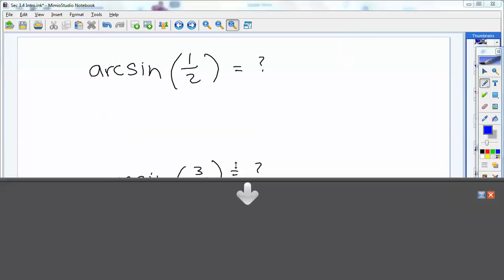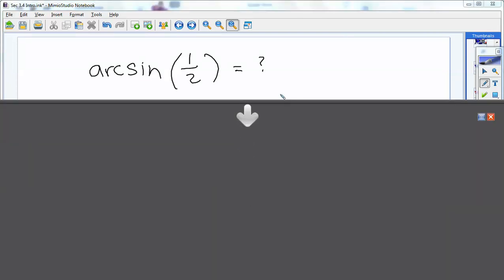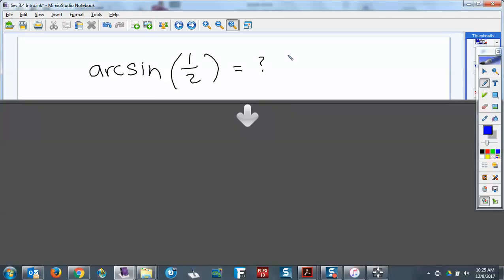So if I ask you the question, what's the arc sine of 1/2? Thank you, Coach Harris. He would say the angle whose sine is 1/2. What is that? What's the angle whose sine is 1/2? Pi over 6. That's the answer. Now, hang on a second. Is that the only angle whose sine is 1/2? What's another one?